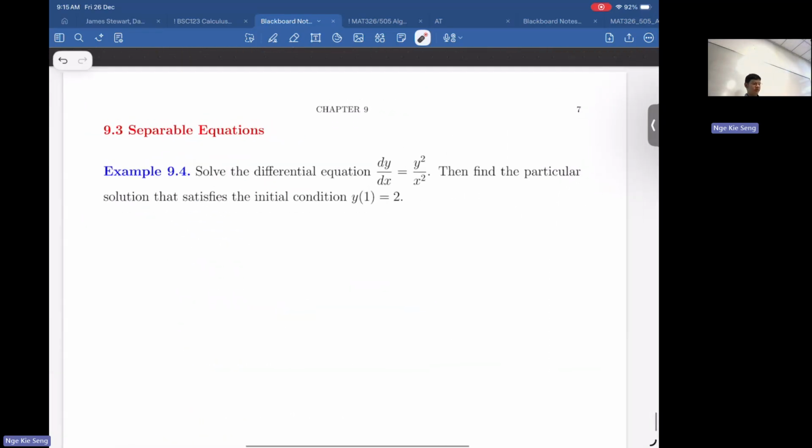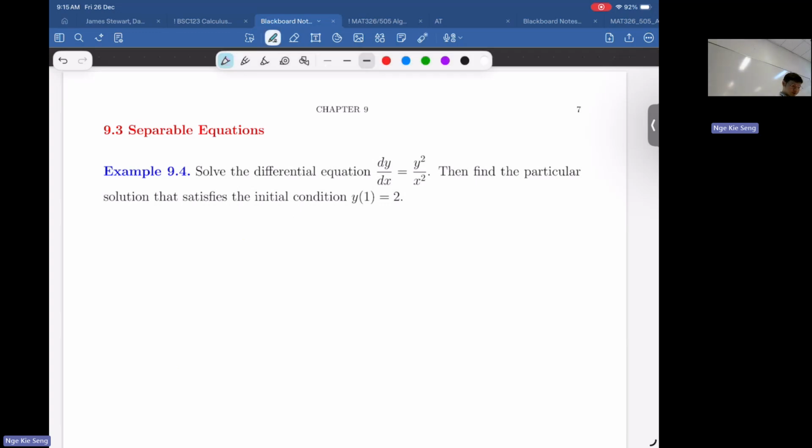The technique we're going to teach you is called separable equation. By name, it says separate. Separate means we need to split something up. Let's see what we can split up. The question says solve this differential equation, dy/dx in terms of y and x, then find a particular solution that satisfies the initial condition. After you find the solution, it has some constant, but we want to solve for that constant.